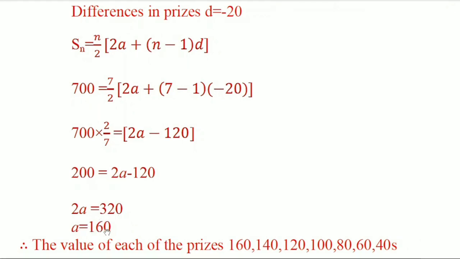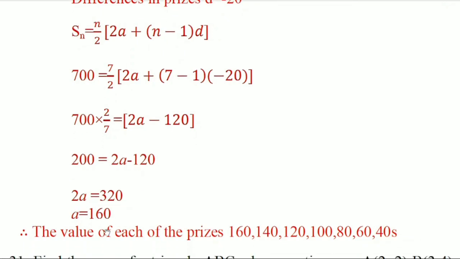That means 320 divided by 2, that means 2 ones are 2, 16s. Therefore a equals 160. So I got the value of the first price as 160.